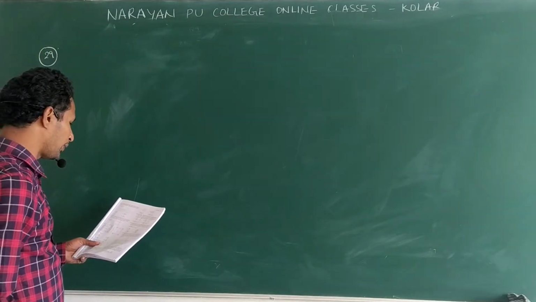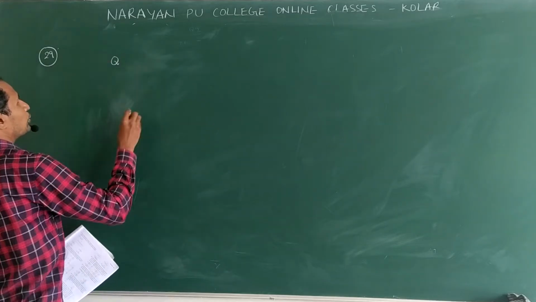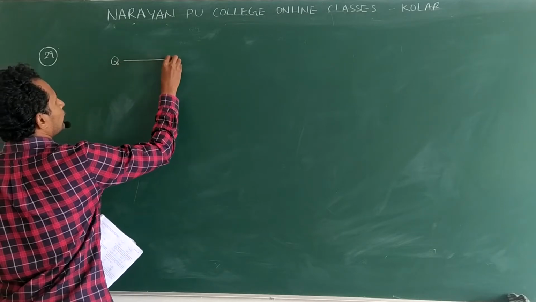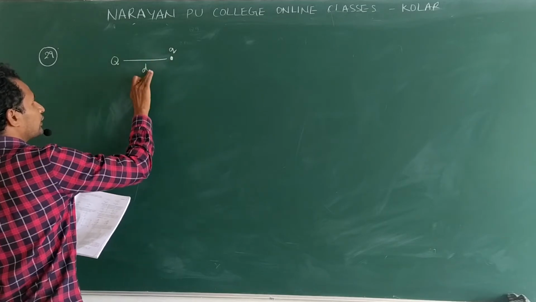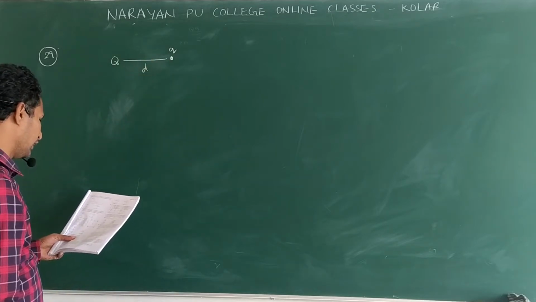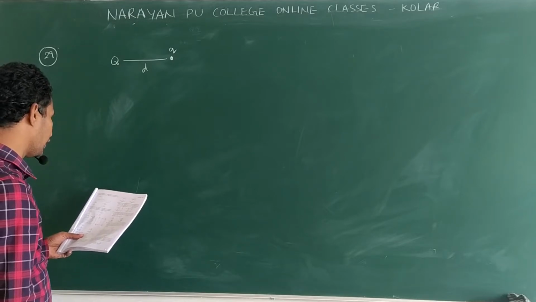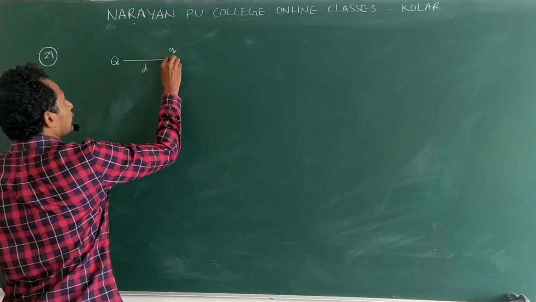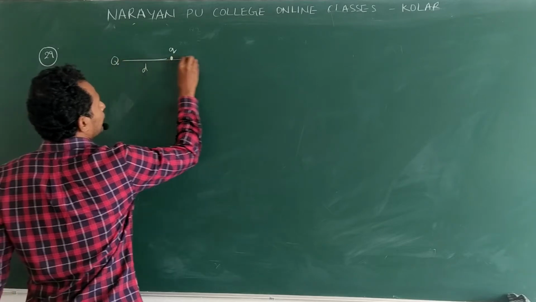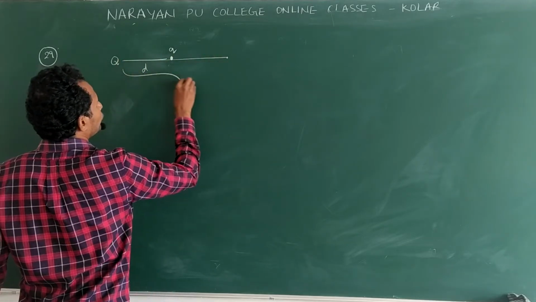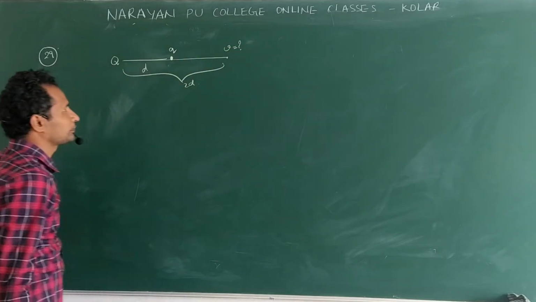A charged particle of mass m having the charge q is held at a distance d from a fixed charge. So the fixed charge is q. This is a point charge small q at a distance d, fixed, and if the particle is released, the speed of the particle when at a distance 2d from the fixed charge is. Clear? Now this is fixed. Now this charge is released. Then what happened? Due to repulsive force, it moves. They are asking at 2d distance what would be the velocity.